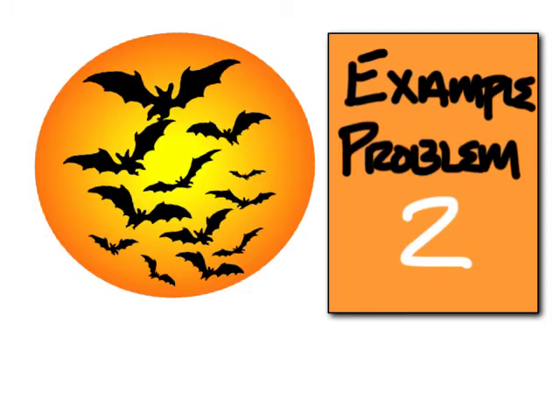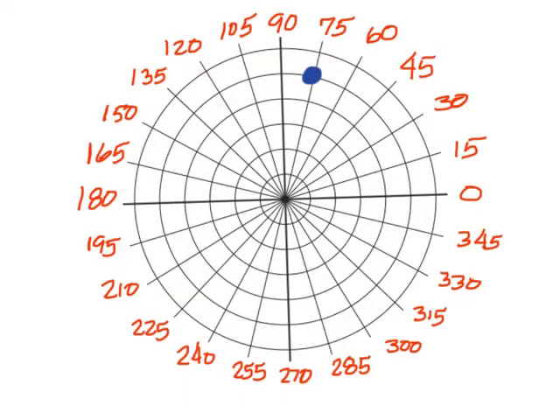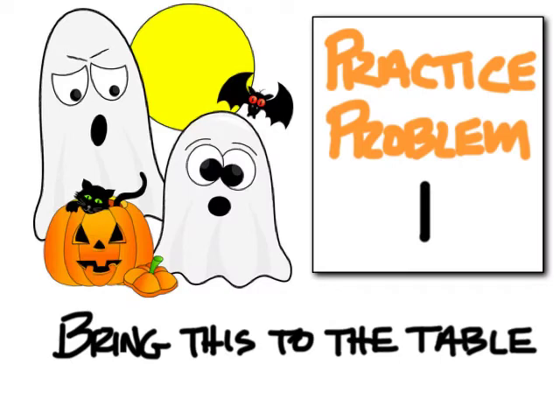This is example number 2. What are the coordinates of that dot? 5, 75, yes. If you can do that, you're doing good. Let's see if you can do that.